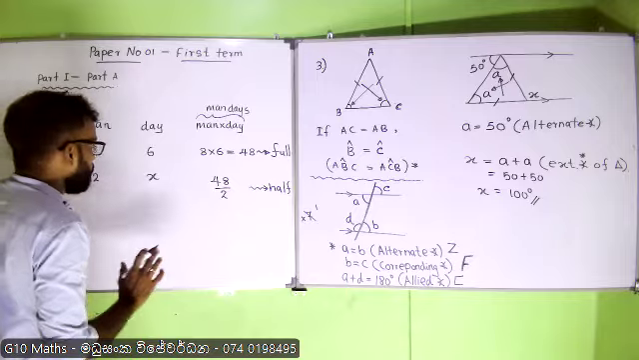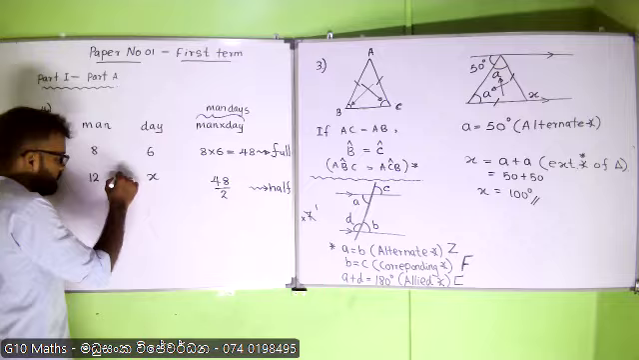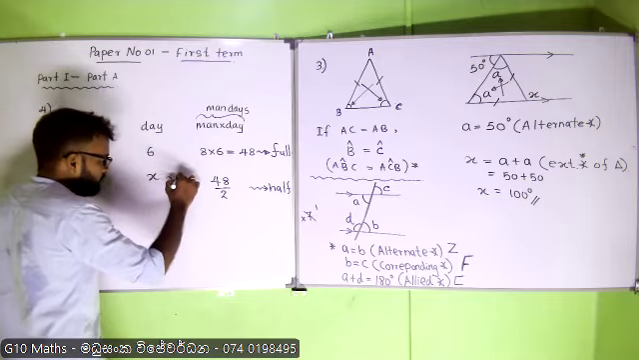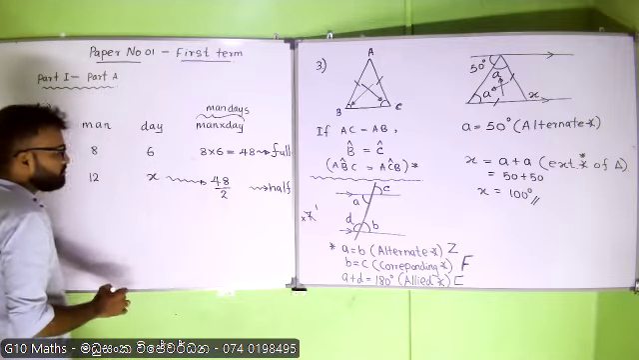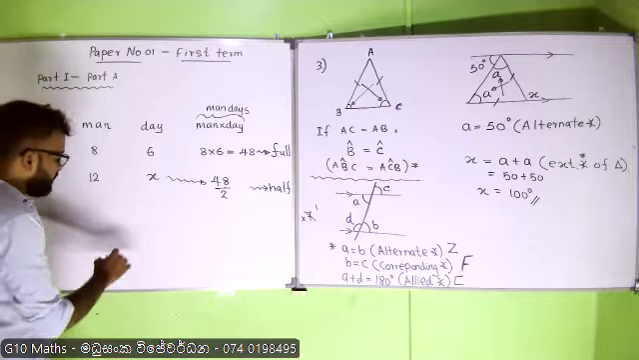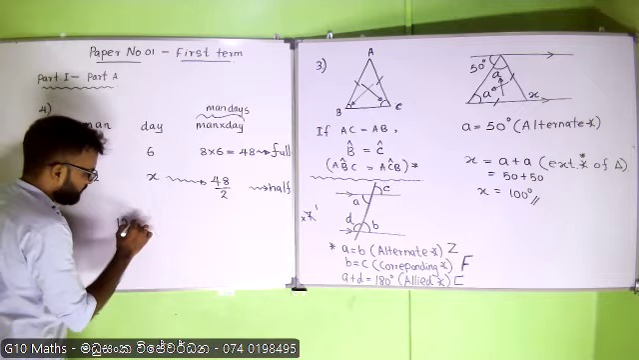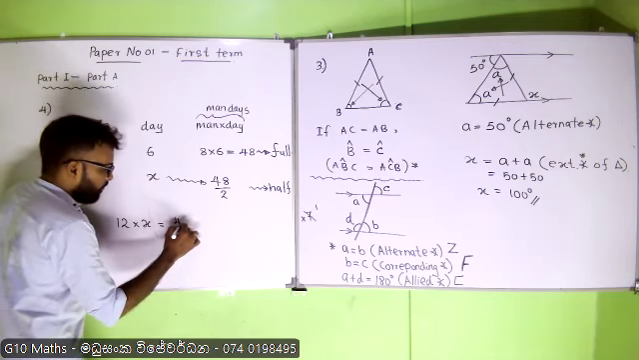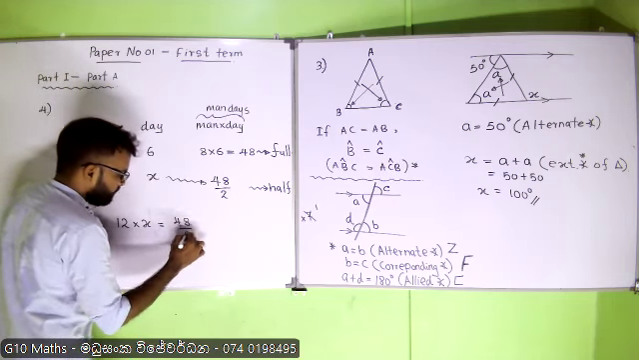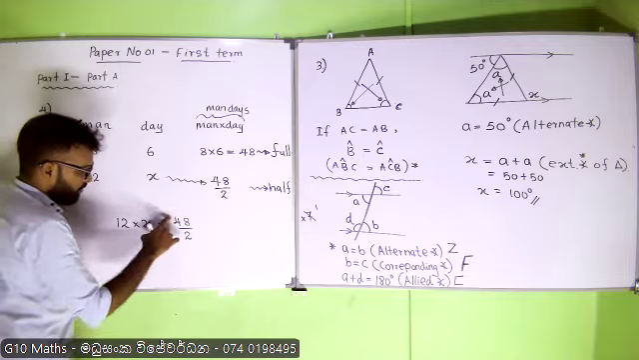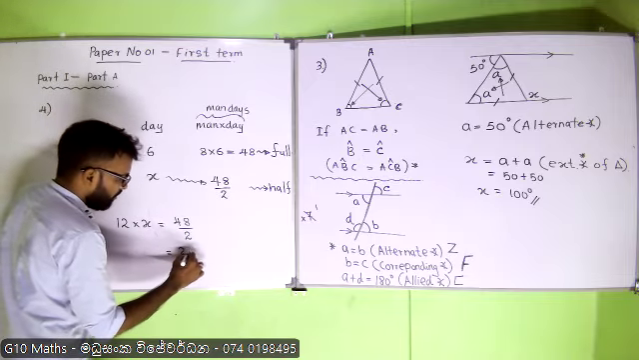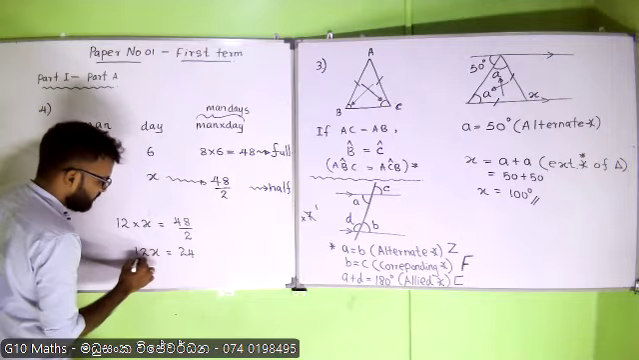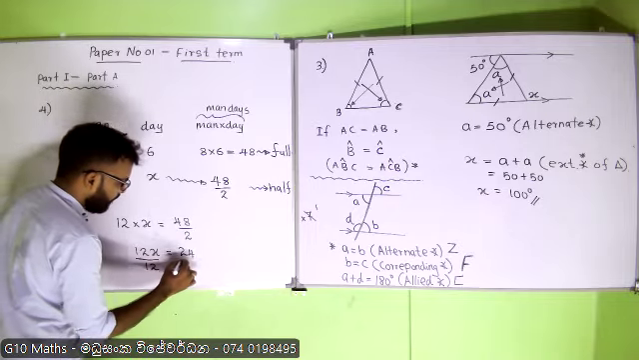48 divided by 2. So, now you know, if you multiply these two values, it will be equal to this. So by using that, I will find x. 12 multiplied by x equals 48 divided by 2. So 48 divided by 2 is 24. 12x equals 24. To find the value of x, you divide both sides by 12.